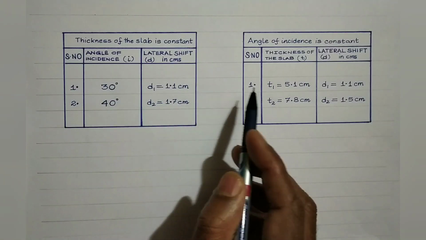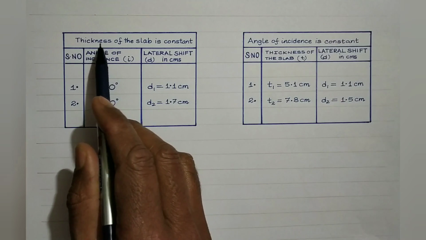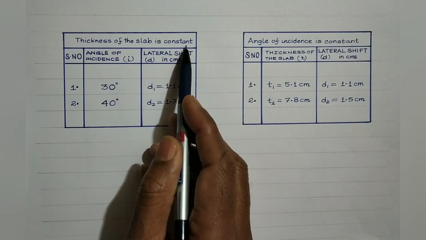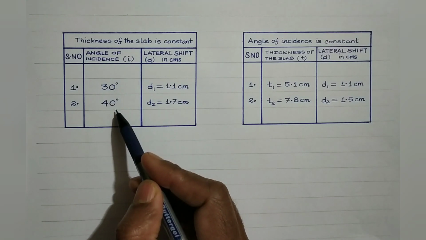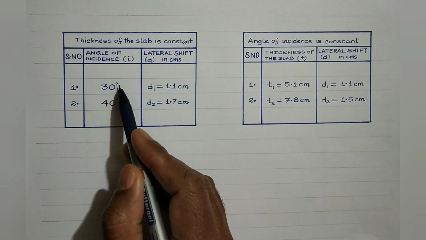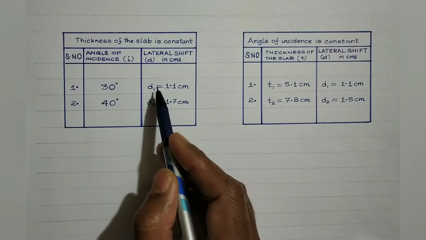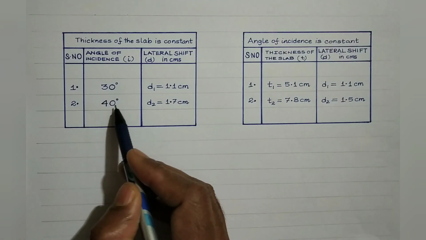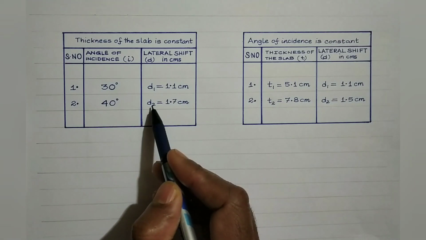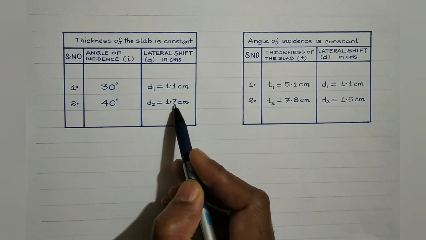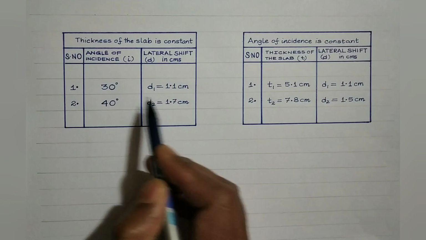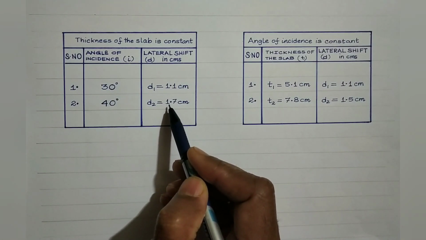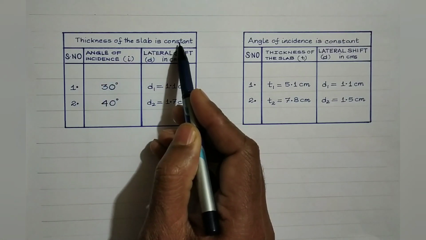This is our observation table. So students, here what we have done is the thickness of this slab was kept constant and angle of incidence was varied, right? For 30 degree angle of incidence, we have obtained the lateral shift to be 1.1 centimeter. While for 40 degree angle of incidence, the lateral shift is found to be 1.7 centimeter. So with the increase in the angle of incidence, the lateral shift increases provided the thickness of the slab is constant.